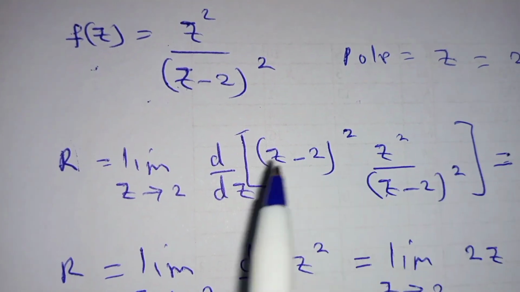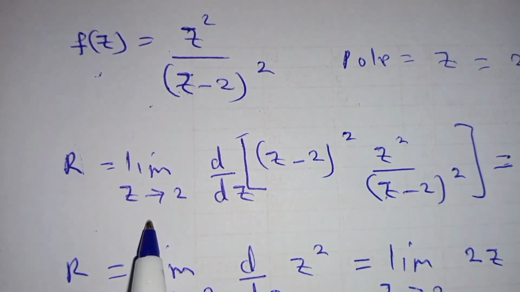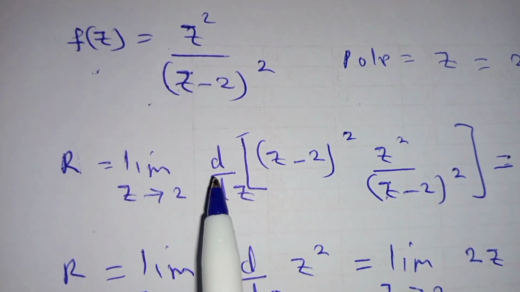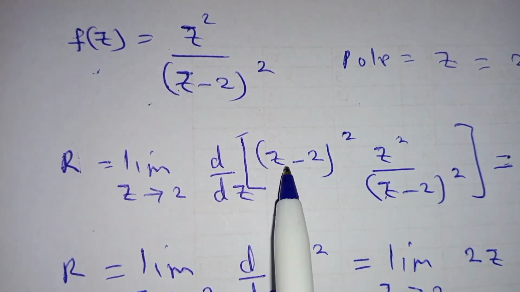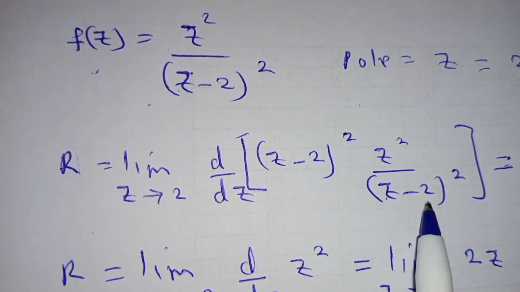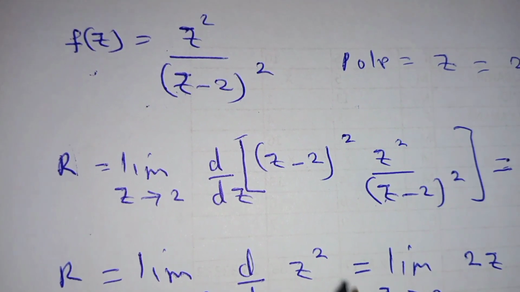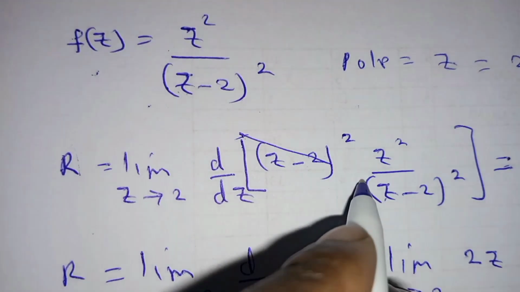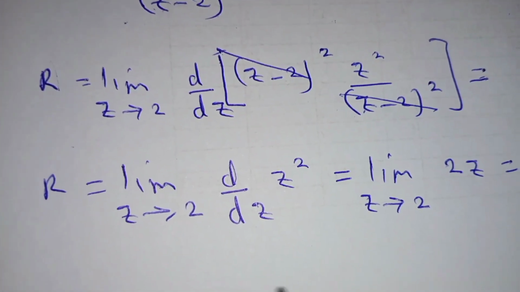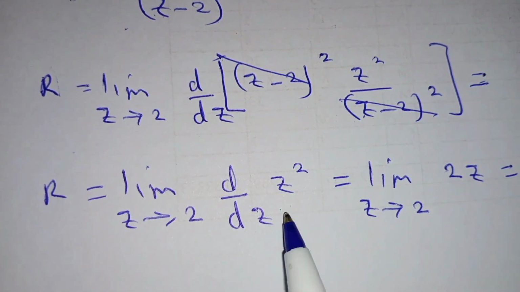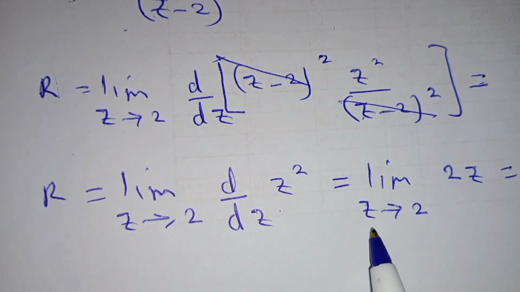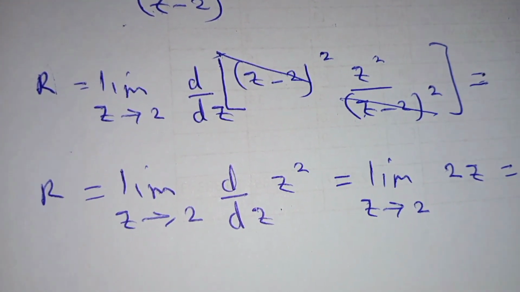Once you identify the pole, the next thing that you do is you use this formula, limit as z tends to 2 of d/dz of (z minus 2) squared times z squared over (z minus 2) squared. We have cancelled this part with this denominator, and now we have been left with the z squared, which is the one here. Then you differentiate this. After differentiating, you are going to get 2z. Once you differentiate, you substitute z equal to 2 there, to obtain 4.